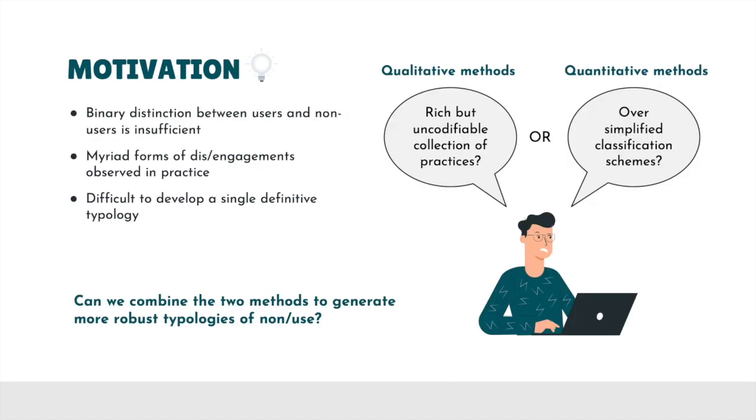A growing body of research has shown that a binary distinction between users and non-users is insufficient and that we observe myriad forms of disengagement in practice. This makes it hard to develop a single definitive typology that accounts for all these non-use behaviors. We often find ourselves caught between a rich but uncodifiable collection of practices recognized by qualitative methods and oversimplified classification schemes developed by quantitative methods. So can we possibly combine the two methods to generate more robust typologies?